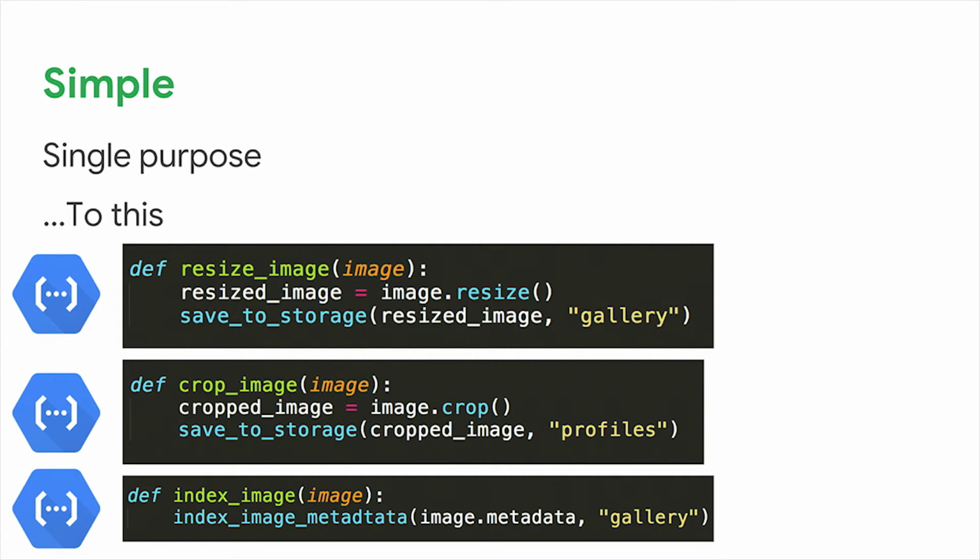We move from that to this, where everything is single purpose. We're still doing all the same steps, admittedly. We still have to resize it, we have to crop it, we have to index things. But everything is single purpose, and it's much easier to understand, much easier to debug. And those distributed systems problems associated with failures and retries, you know who handles that? Google. We retry your code when it fails.